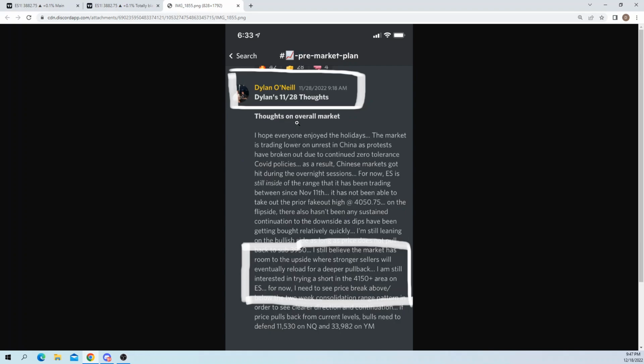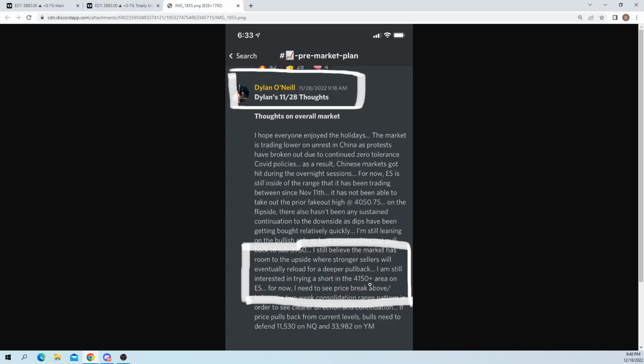So as you can see here on November 28th, I said, I still believe the market has room to the upside where stronger sellers will eventually reload for a deeper pullback. I am still interested in trying a short in the 4150 plus area on ES. So like I said, my original orders were set on November 14th. So 2 weeks after I put my original orders in, I wrote this in my pre-market plan. And I knew exactly where my orders stood.